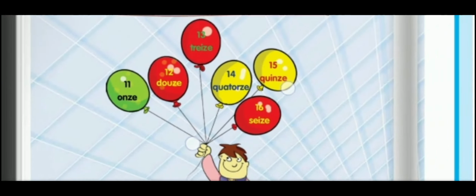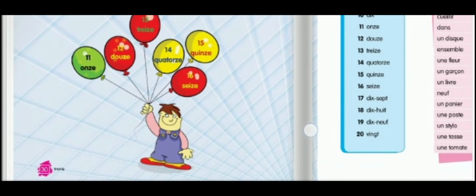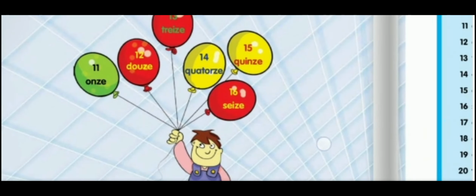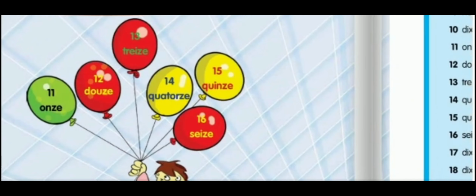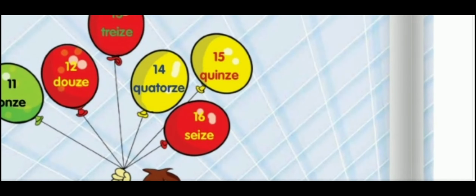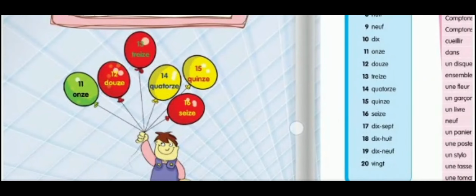Now going on to the next part, here we have the numbers from 11 to 16. So let's read it one by one. 11 is onze, 12 is douze, 13 is treize, 14 is quatorze, 15 is quinze, and 16 is seize. Now let's go on to the next page.